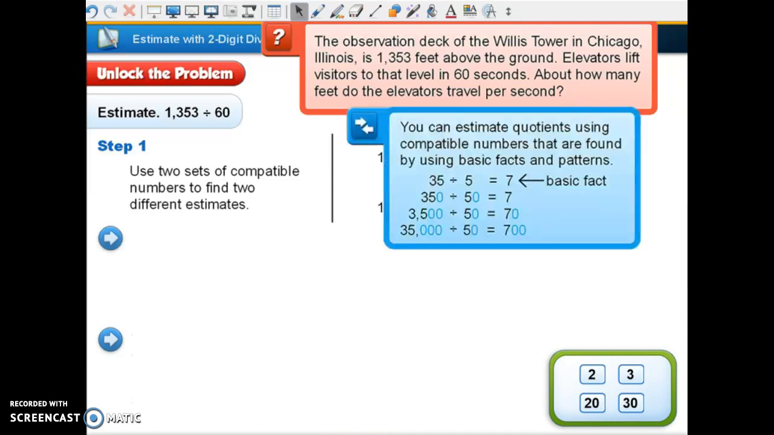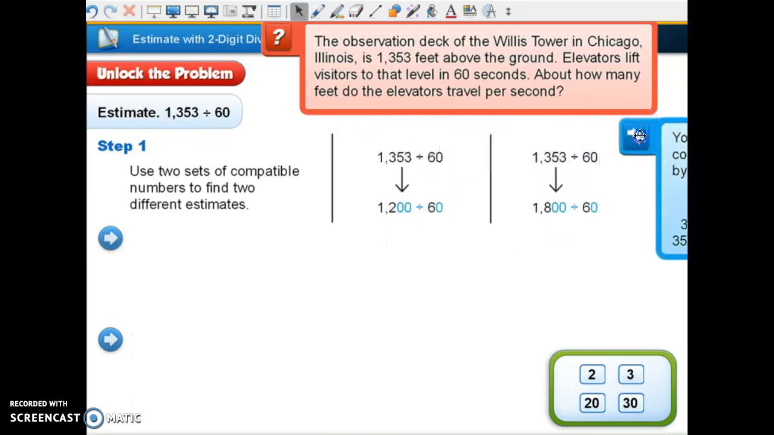You can estimate quotients by using compatible numbers that are found by using basic patterns. 35 divided by 5 is 7, 350 divided by 50 is 7, 3,500 divided by 50 is 70, and 35,000 divided by 50 is 700. There we go, working with those place values and the zeros.